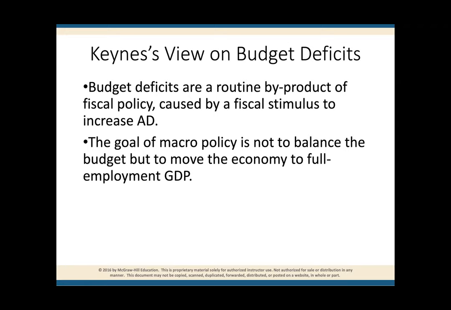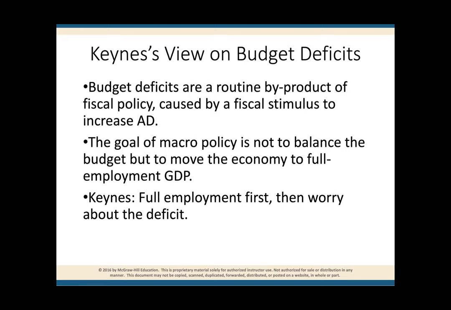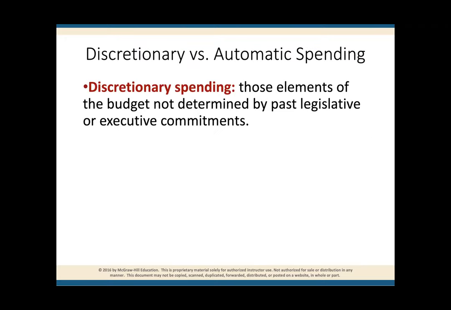So the goal of macro policy is not to balance the budget, but to move the economy to full employment. I mean, the goal is to move the aggregate demand to the right, right? So again, this is what I just told you. Keynes believed that until full employment is reached, you should not worry about the deficit. So in other words, at this point, there's nothing we need to worry about.